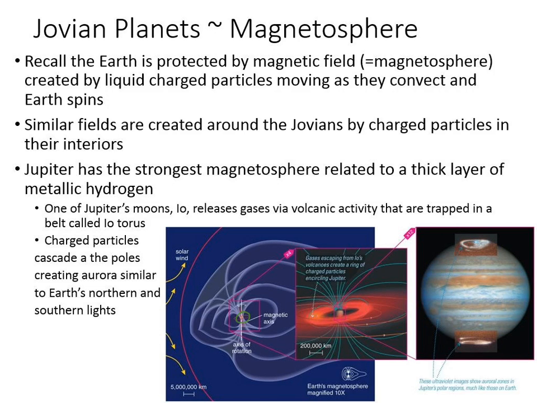You know on Earth how we have the northern and southern lights? That's the glow where charged particles from the sun are filtering through our magnetic poles. Jupiter has them too.